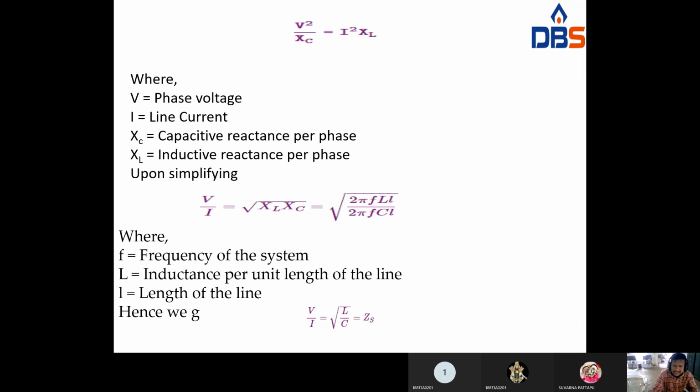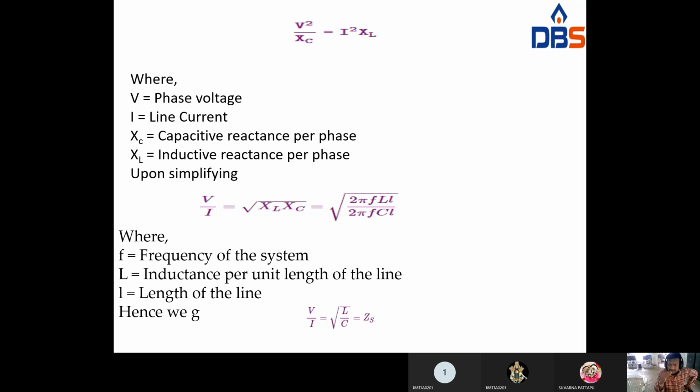So V by I is nothing but synchronous impedance ZS. Now XL, what is the value of XL? Omega L. Omega means 2 pi F, so 2 pi F L. What about Xc? 1 by omega C. XL value is omega L, Xc value is 1 by omega C, and omega is 2 pi F.